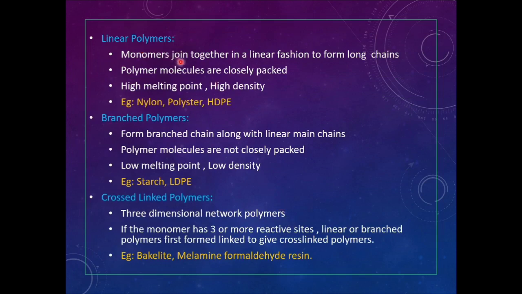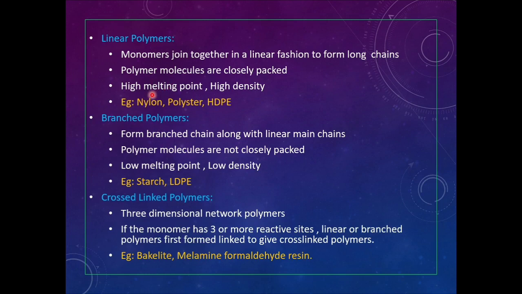Linear polymers are polymers in which the monomers join together in a linear fashion to form long chains. So when monomers combine to form long chains, such polymers are called linear polymers, and these polymer molecules are closely packed. Different chains will be closely packed. So what happens to the melting point and density? Melting point and density will be high. Examples are nylon, polyester, high density polyethylene. All these are examples of linear polymers.